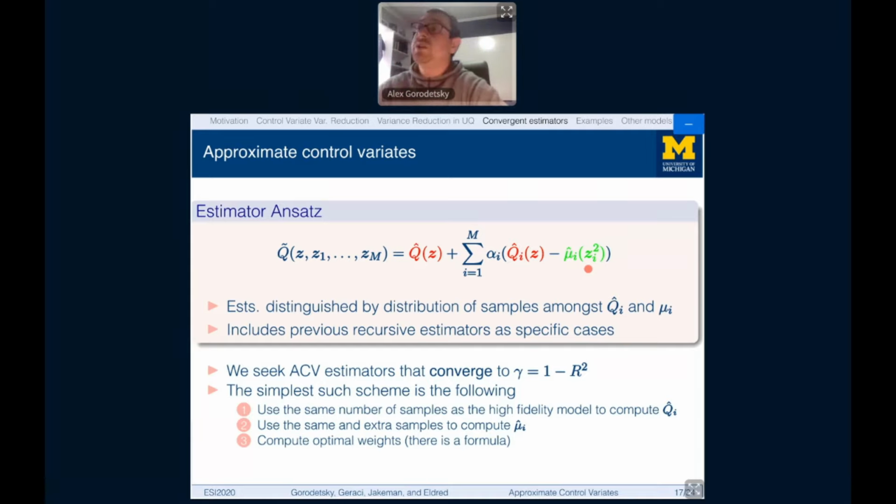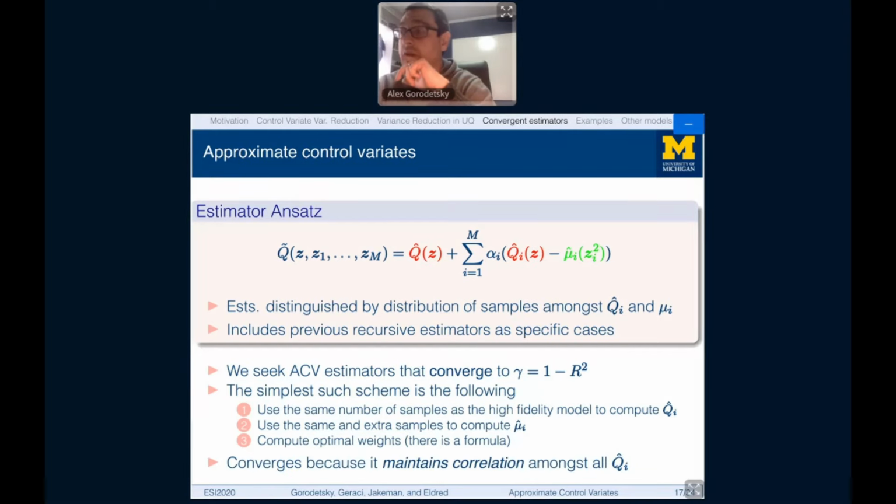And the reason why this guarantees convergence in the limit of infinite information source is intuitive in the fact that mu_i hat then converges to mu_i, the true statistics of the low fidelity information source. And the benefit is that it maintains the correlation amongst all of the required terms to maximally leverage the ansatz, to maximally leverage the control variate representation.